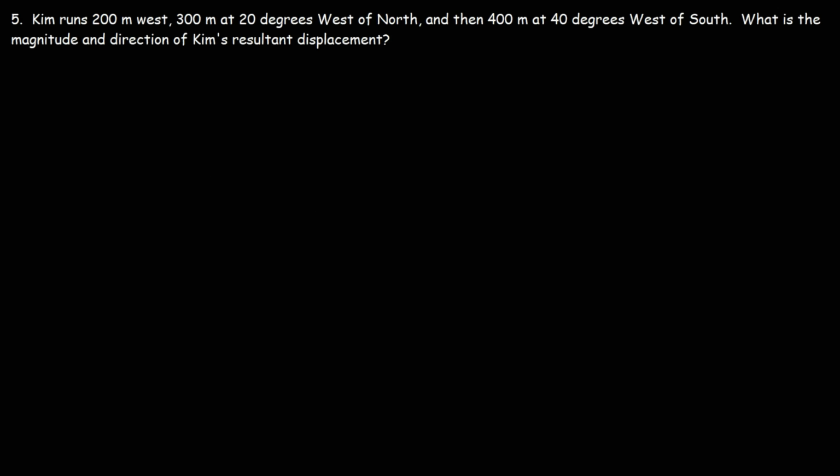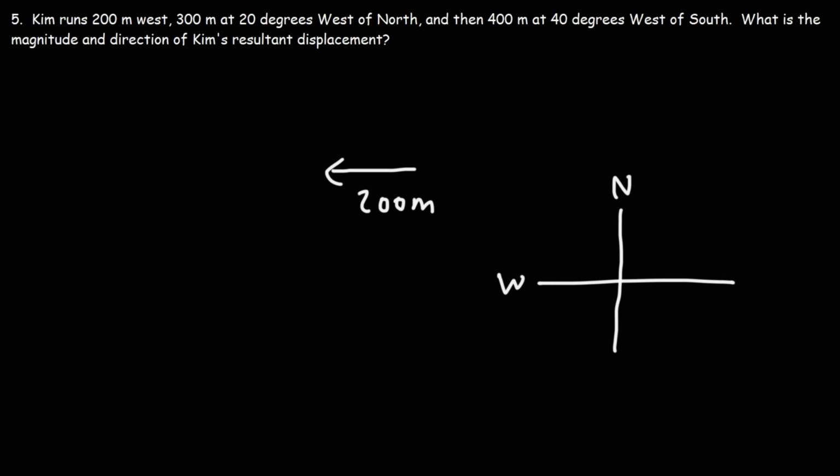Now let's try another one, but this time with 3 vectors. So Kim, she runs west 200 meters, and then 300 meters at 20 degrees west of north. So let's see what that is. Here's north, here's west. So relative to north, she goes 20 degrees west from that. So that will be in this direction, with this being 20 degrees.